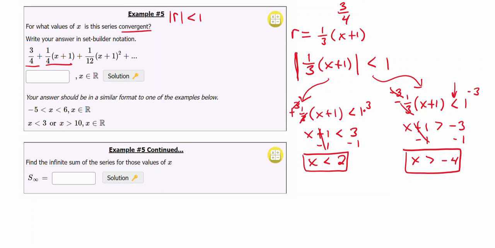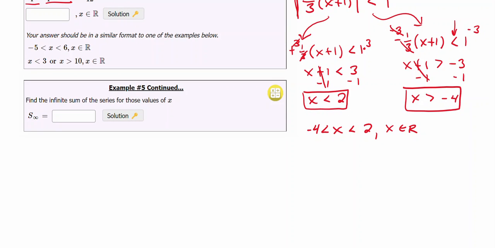So now if we just combine these two solutions, then we can say, in general, x has to be greater than -4, and x has to be less than 2. And then you'd say where x is an element or a member of the real numbers. All right, so that's what would go here. Okay, now find the sum of the series for those values of x.